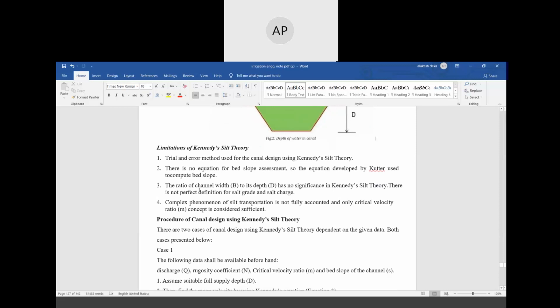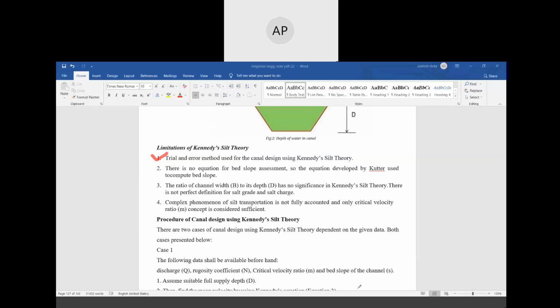Limitations of Kennedy's silt theory. The trial and error method is used for the canal design using Kennedy's silt theory. That means in Kennedy's theory, there is not a proper way of designing the canal. All the theories are based on the trial and error method, so there is no equation.